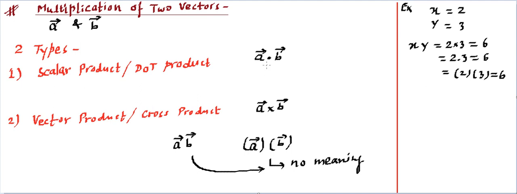So this will be known as a dot product. This is going to be known as a cross product. What their meanings are, what they interpret, that's what we are going to learn in this video and in further videos. Okay, so let's move ahead one by one.